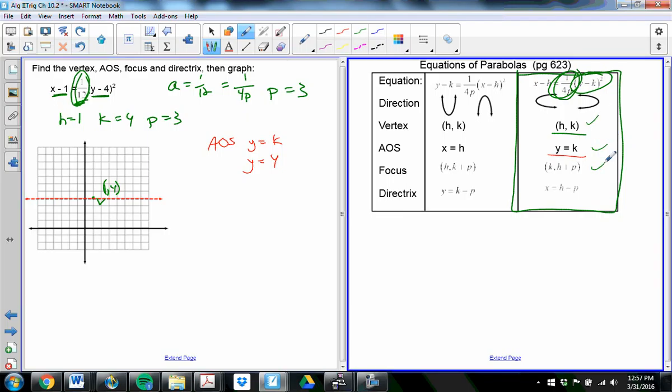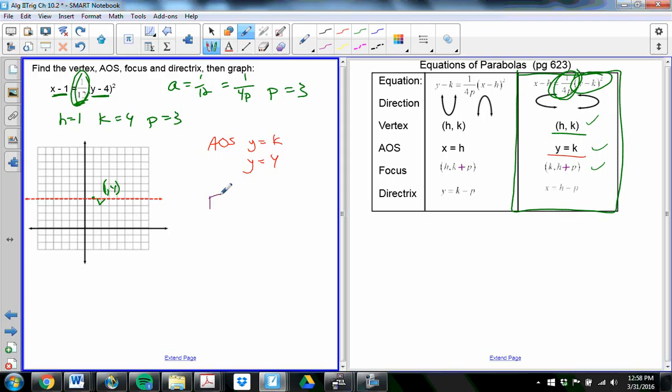Now let's find the focus. Focus is the equation k comma h plus p in this case. Here it's h comma k plus p, but we're doing k comma h plus p. Which is 4 comma 4. That is my focus at 4, 4.